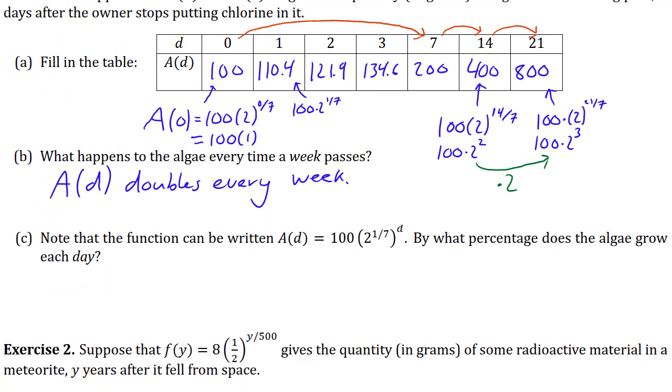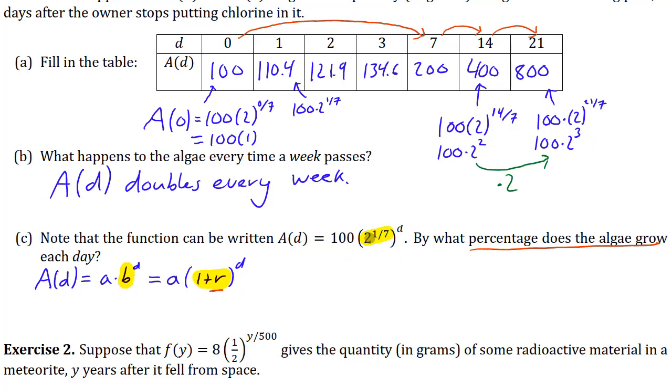let's see, by what percentage does the algae grow each day? Well, let's figure that out. To get the percentage the algae grows each day, we want to think of this as A of D equals either little a times b to the power d, or if instead of b, you write that as 1 plus r to the power d. That r is the percentage growth rate each day. And the b is whatever 2 to the 1/7 is.